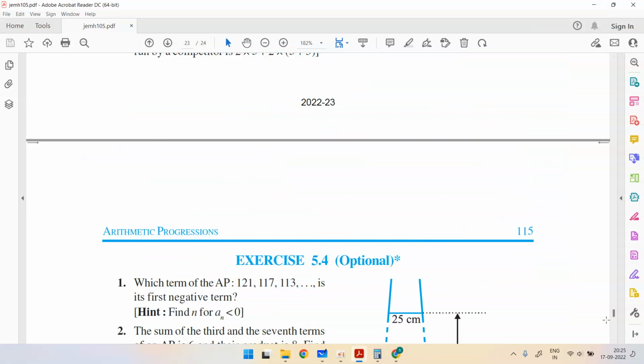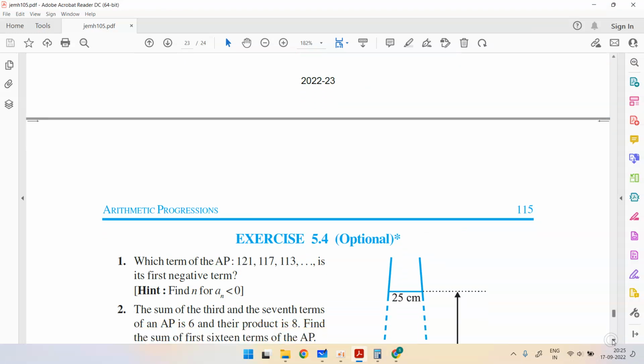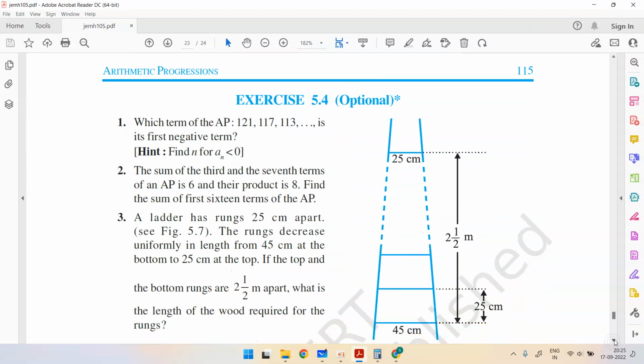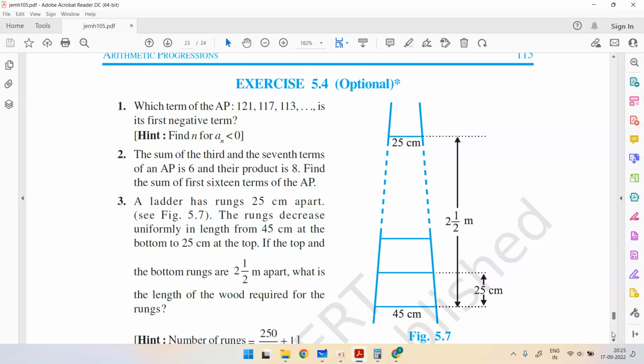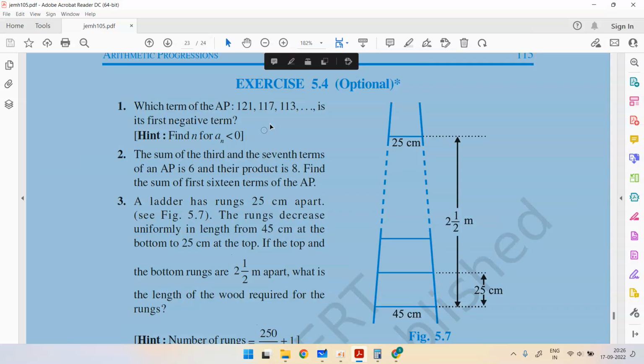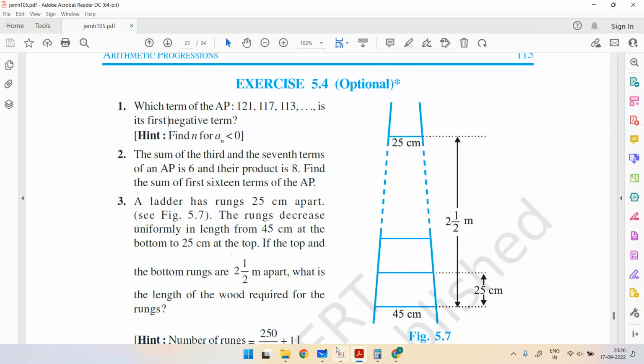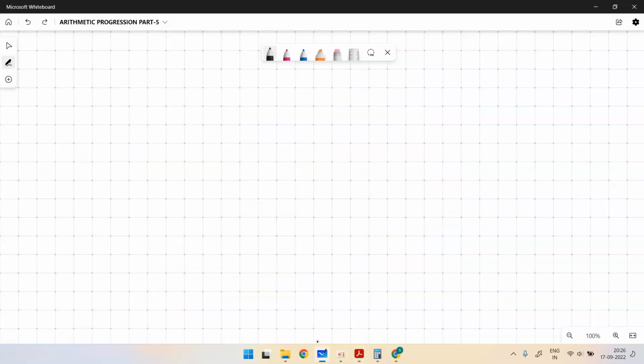Now 5.3 is done. Exercise 5.4 is an optional one that I will cover in this lecture. Arithmetic progression, Class 10 mathematics. Exercise 5.4, optional. So question number 1: which term of the AP is the first negative term?